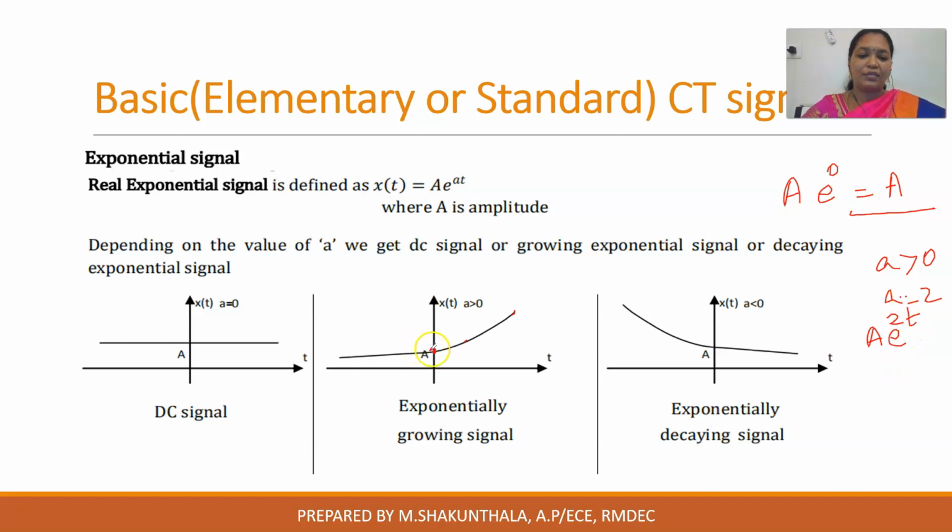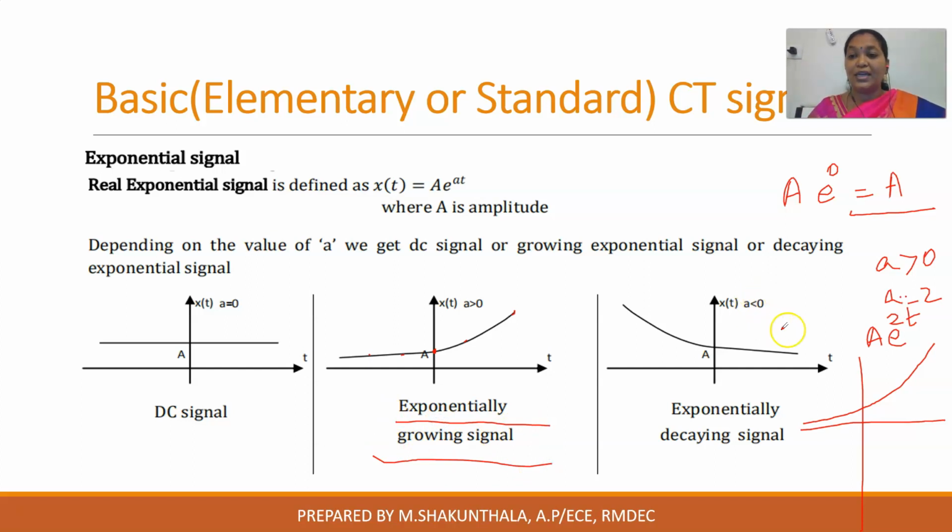In simple terms, when you put a higher value on the positive side, it keeps on increasing. When you put negative values, it keeps on decreasing. So you will get a curve like this, an exponential signal. Since it goes from the negative side to the right-hand side, it is growing. We can write that it is an exponentially growing signal.